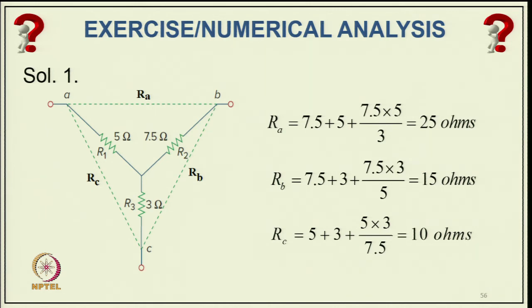that will be equal to 25 ohm. As we know, in delta the value of the resistances will be higher, that is also a common cross-check you can do. And R B will be equal to the 2 resistances on both sides, so R 2 plus R 3 plus R 2 R 3 divided by R 1. That is 7.5 plus 3 plus 7.5 into 3 by 5, equal to 15 ohm. Similarly, for R C the 2 side resistances are R 1 and R 3, so you have R 1 which is 5 plus R 3 which is 3 plus 5 into 3 divided by the third resistance of 7.5, that will be equal to 10 ohm.